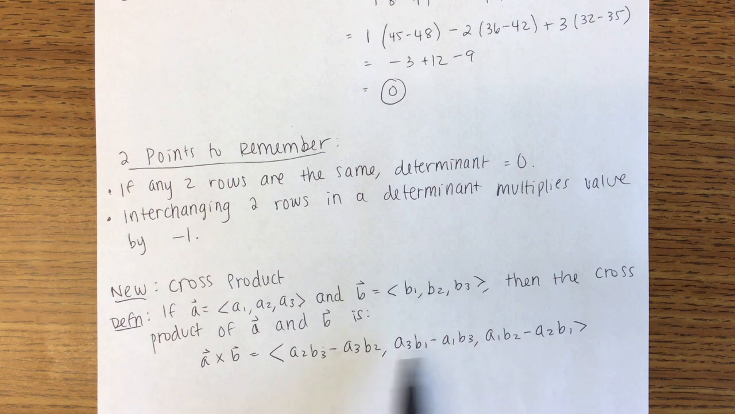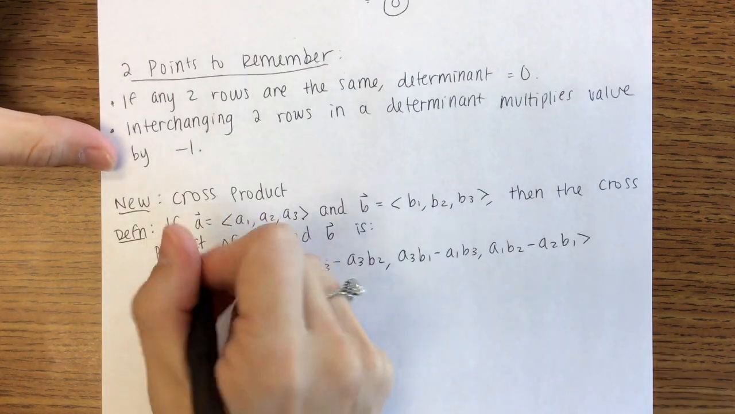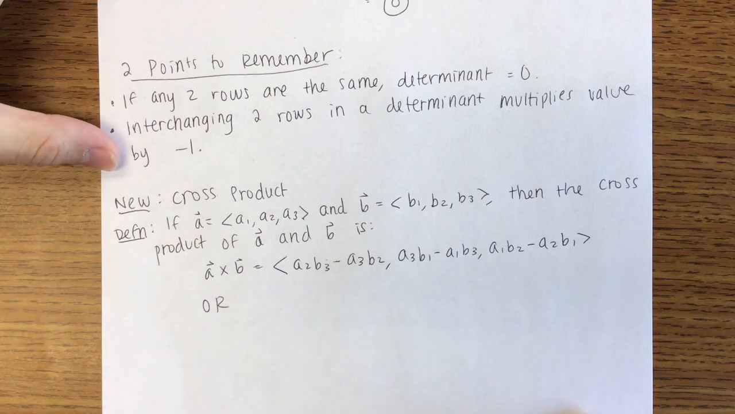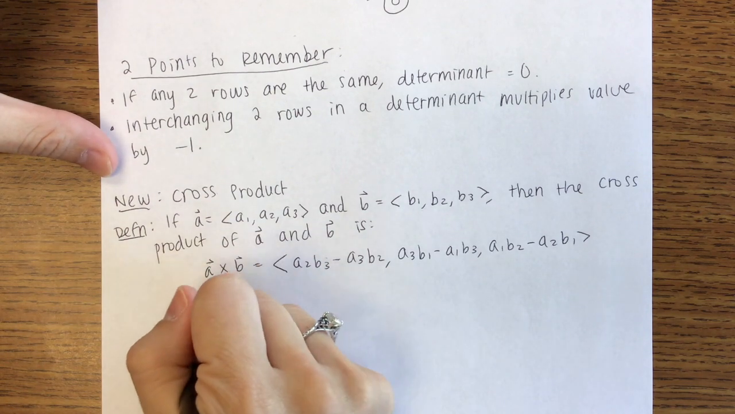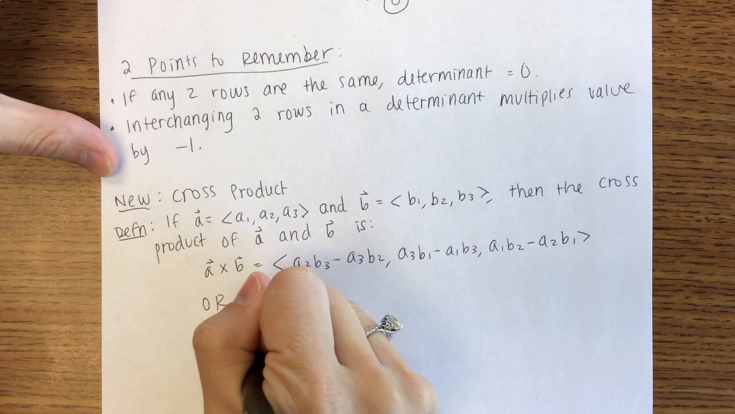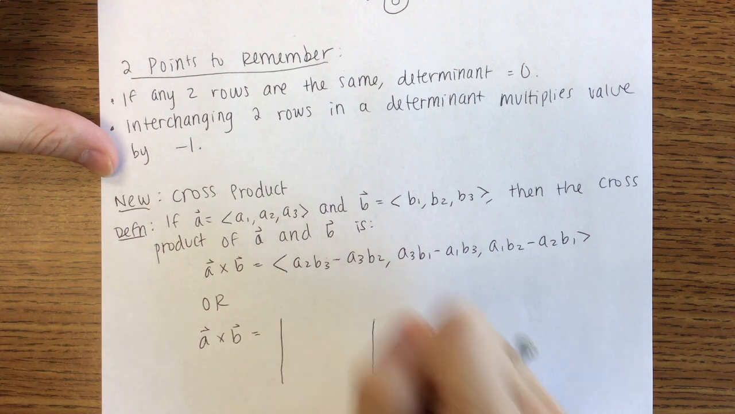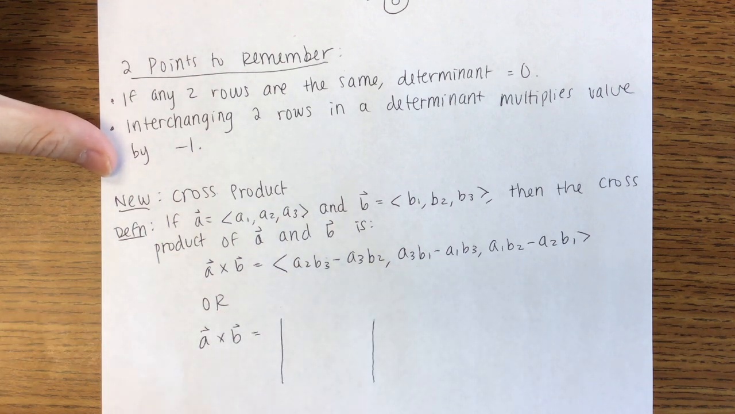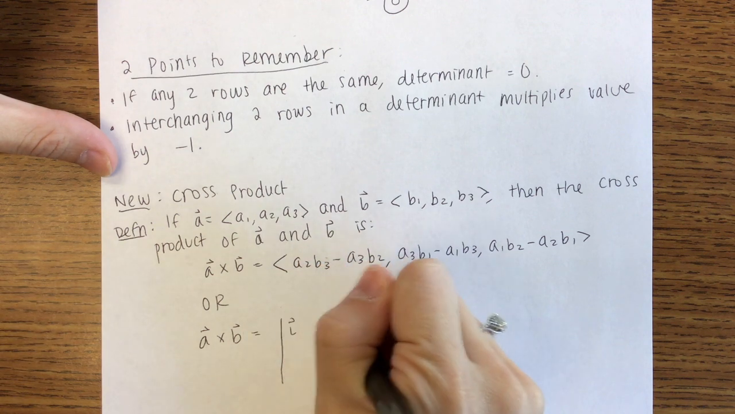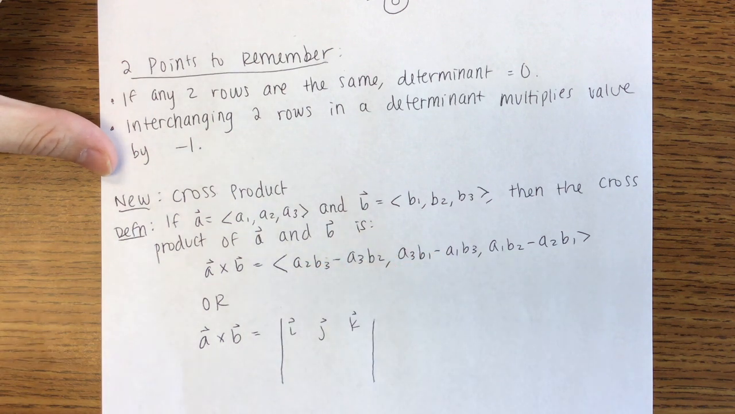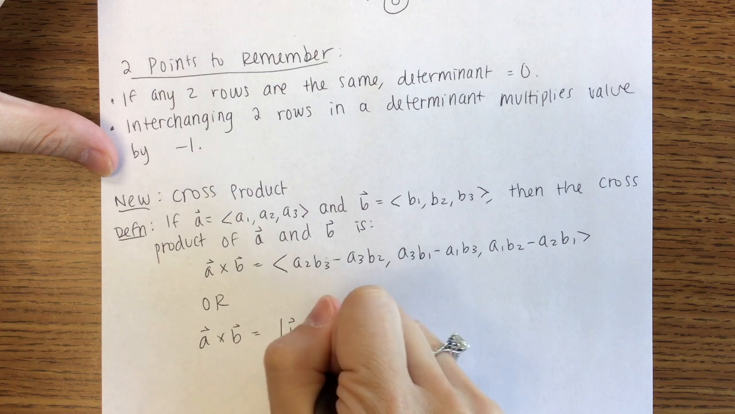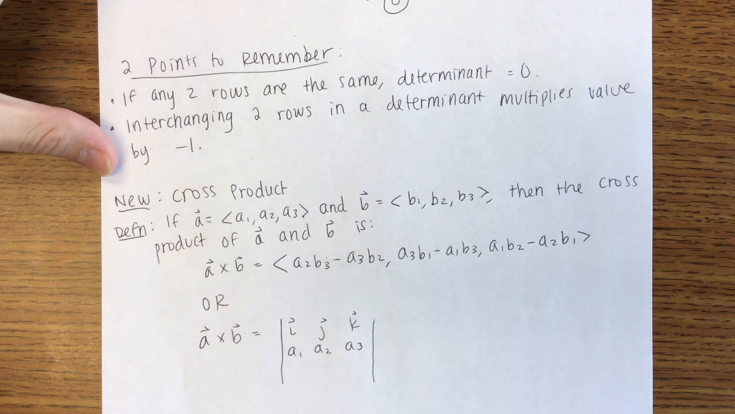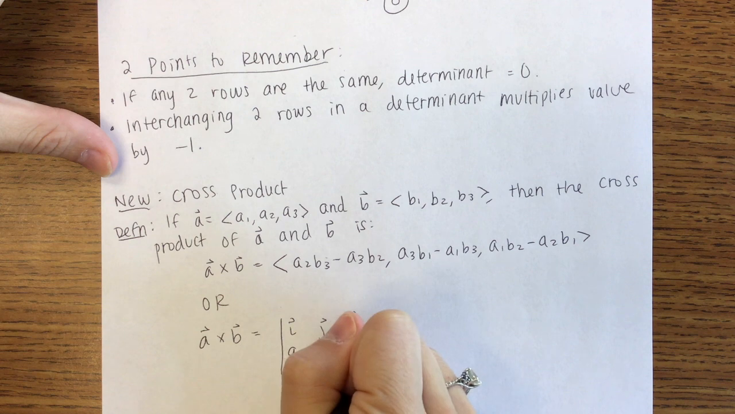Now, this is very cumbersome and difficult to remember. That is not the only way to show a cross product. In fact, that's not the way that I use. The other calculation that you can use is a determinant. So the other way to calculate A cross B is the determinant of a 3x3 matrix. The first row of that matrix is going to be IJK. Second row is going to be the components of A. Third row is going to be the components of B.